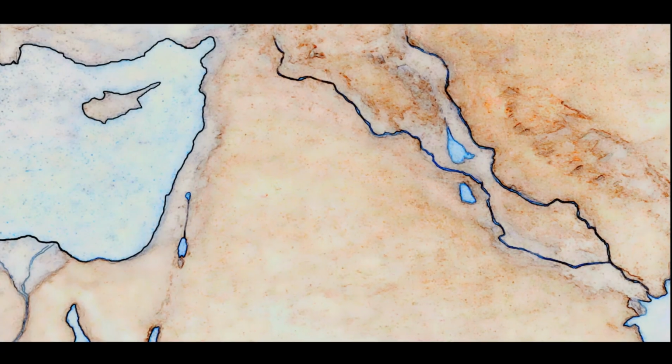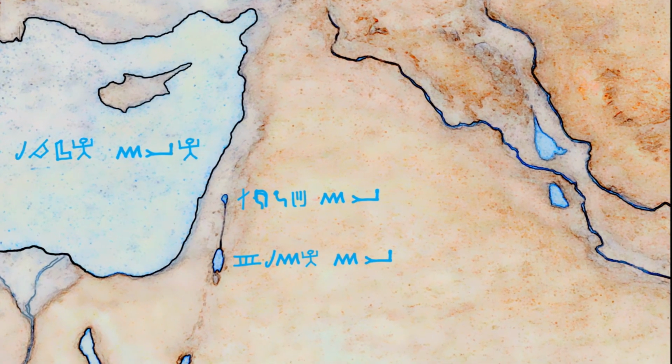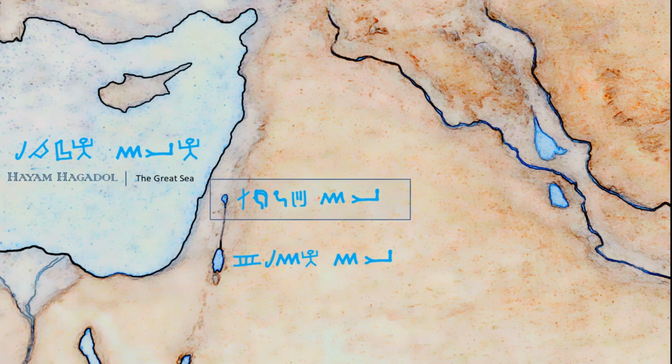These are the seas of the land of Israel and their names in Hebrew. On the left side, in the west, we have the Great Sea, Hayam HaGadol. This is what we call the Mediterranean today. On the right side, at the top, we have Yam Kinnereth, and this sea has been known for the last several centuries as the Sea of Galilee, where Yeshua walked on the waters.